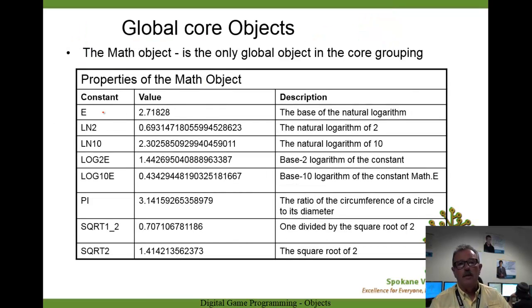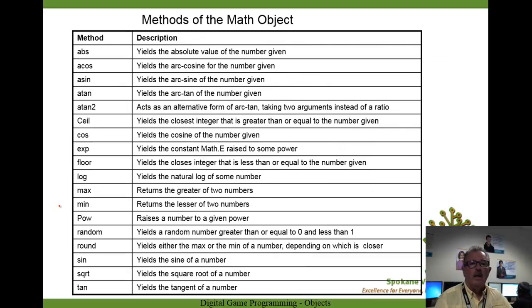So there are some global core objects, and the only core object that's global is the Math object. And so here are some constants, the value, and the description of each. This is kind of self-descriptive as well, so you can read through those and again use those for reference in the future.